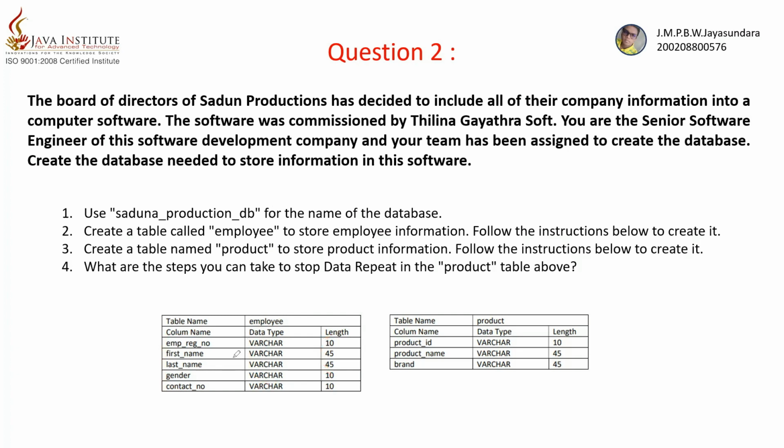Our third question is create a table named product to store product information. Follow the instruction below to create it. Here we have our product table instructions. Name of our table is product. Here we have our column names, data types and length. Our fourth question is what are the steps you can take to store data repeat in the product table above? So let's discuss these questions one by one.